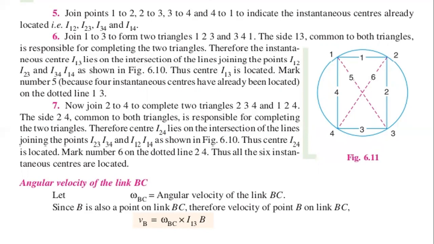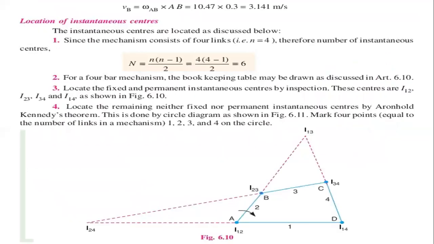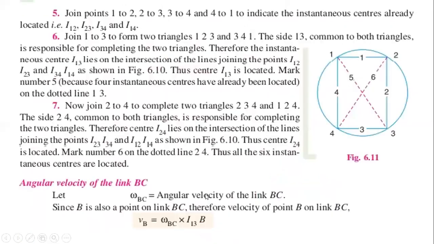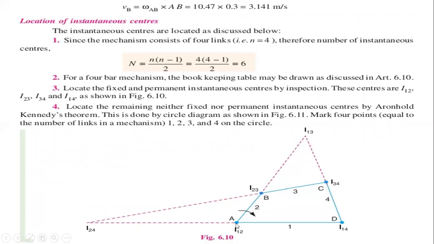Therefore, the center I24 lies on the intersection of the lines joining the points I23, I34 and I12, I14. These are the intersection lines. I24 is formed between the intersection of the I23, I34 line and the I14, I12 line, which is shown in the figure. So we are extending these lines.